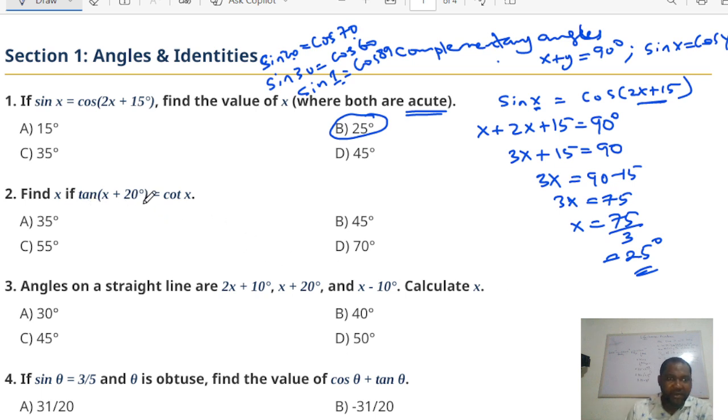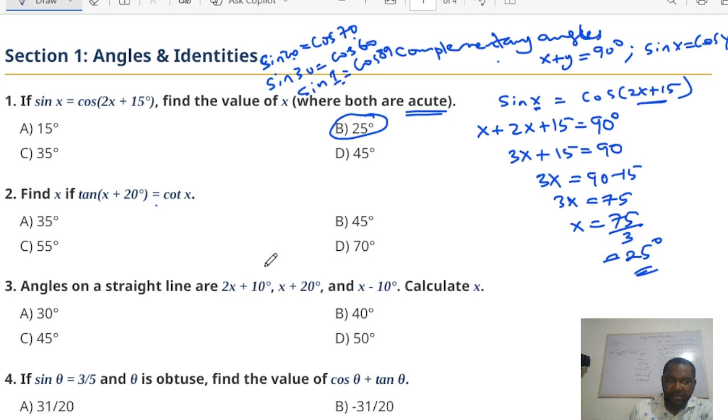Now we have this one. It says, if tan of x plus 20 is equal to cot x, find x. Now, in the same way sine and cos give us complementary angles, tan and cot also give us complementary angles. I want you to notice that. I want you to observe that.